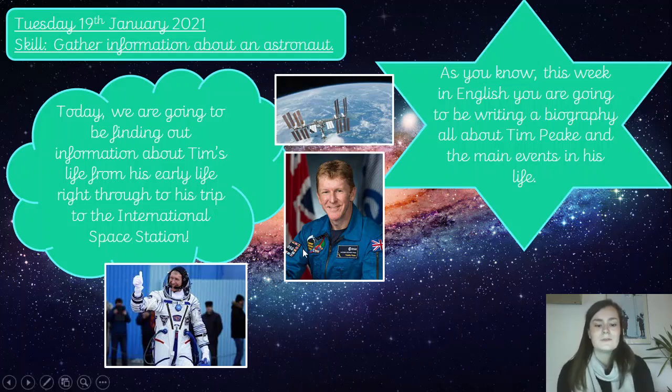So here we've got some pictures of Tim Peake in his spacesuit. And we've got a picture of the International Space Station as well, and that's planet Earth underneath that you can see. It's really cool.